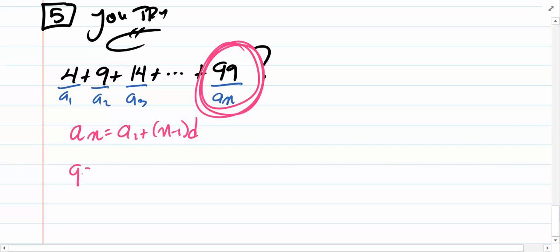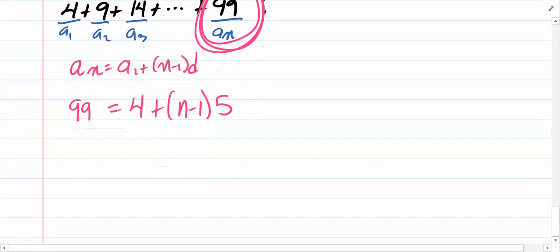4 plus, I want n minus 1. And what's my difference here? My difference is 5, right? If I go up by 5s? Okay, so check this out. It tells me that 99 is the nth term. That's what that says. So I'm going to find the nth term, and that's going to tell me how many I have total, right?